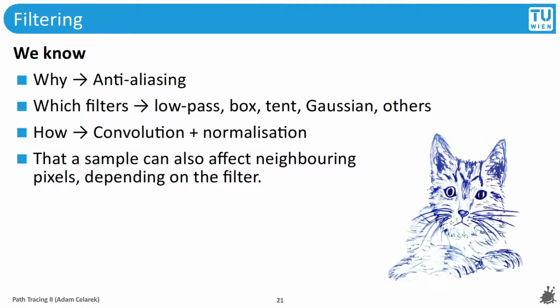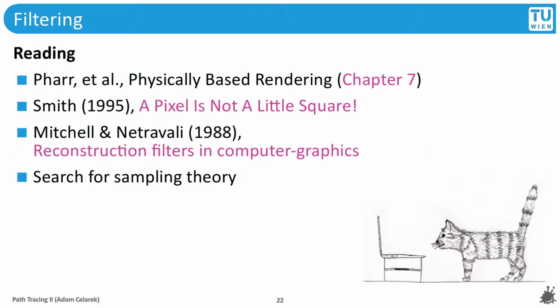Alright, we learned that filtering fixes aliasing problems, low-pass filters are used, and the process includes convolution and normalization. Most filters are larger than a single pixel, and so most samples affect more than a single pixel. Here are some reading links. Check, for instance, our course book. It covers sampling and reconstruction quite extensively, including more sampling theory and comparisons between the different filter types.